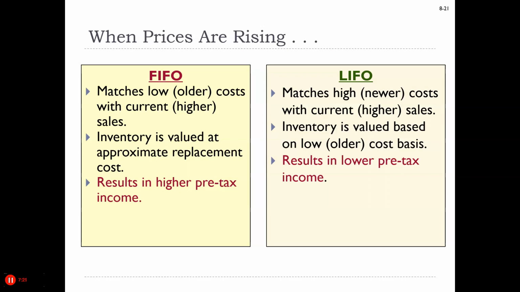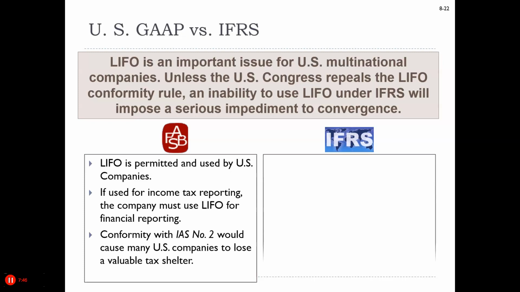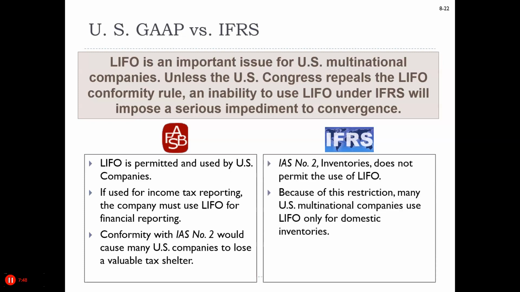When prices are rising, FIFO matches low cost with current higher sales. Inventory is valued at approximate replacement cost, which results in higher pre-tax income. LIFO matches newer costs with current high sales. Inventory is based on older costs, which results in lower pre-tax income. Now remember, LIFO is not accepted in the international standard.